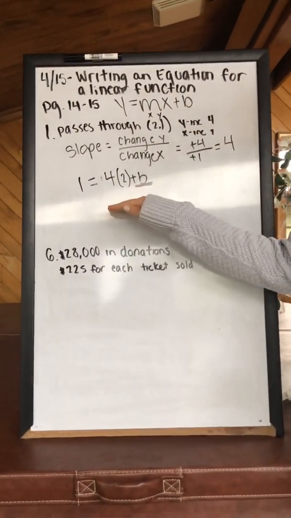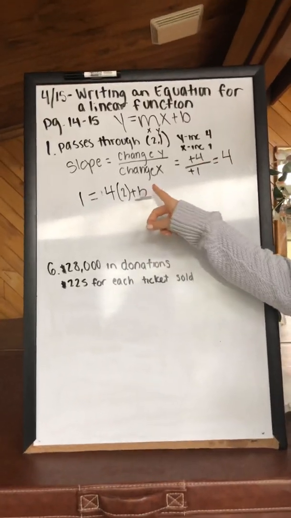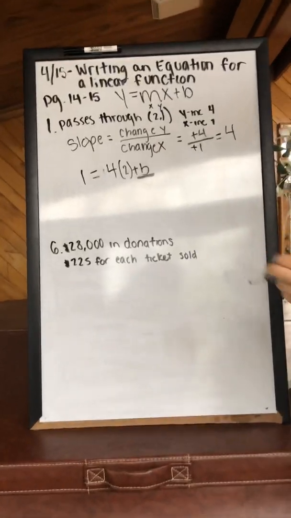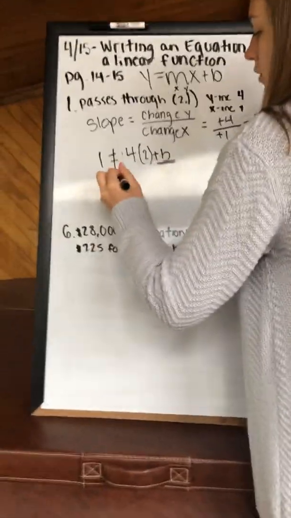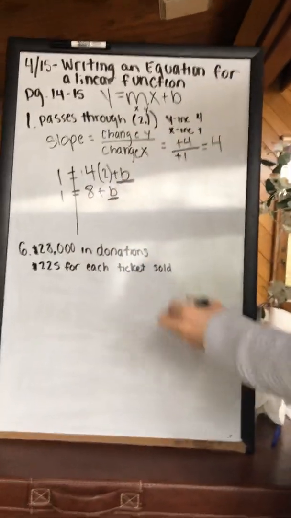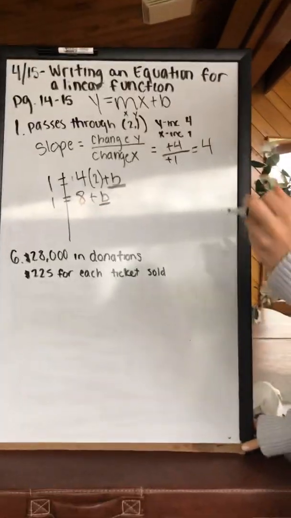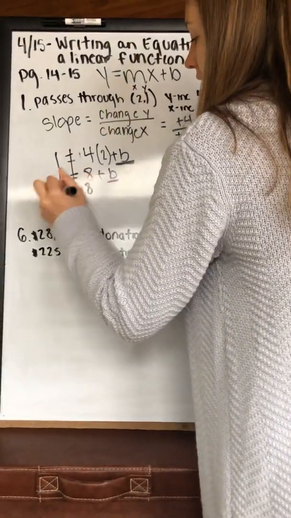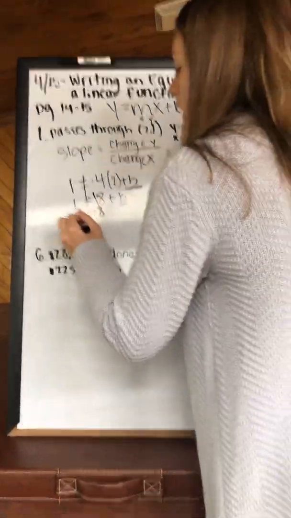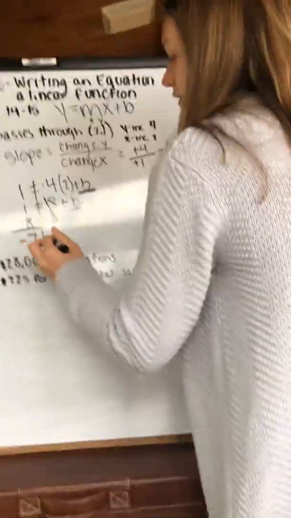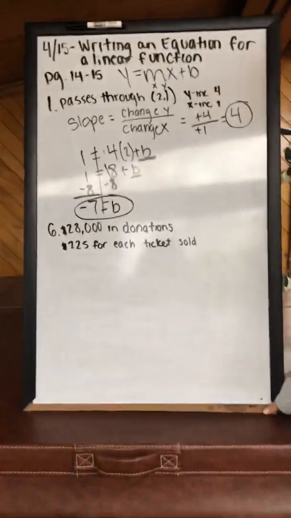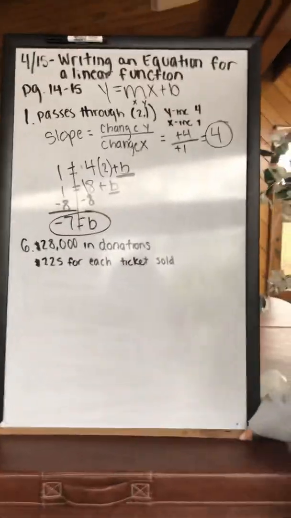Now we just have a multi-step equation. We have one unknown variable, which is b, and once we have an answer for b, then you will have your y-intercept. So this equation simplifies to 1 equals 4 times 2, which is 8, plus b. We're solving for b. We have to move 8 to the other side. 8 is positive, so we are going to subtract 8 on both sides. What we do to one side, we have to do to the other. 1 minus 8 is negative 7. Negative 7 equals b.